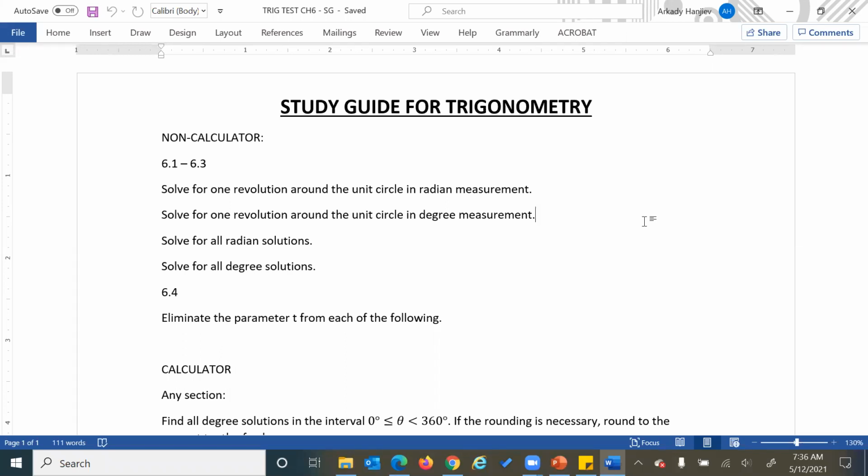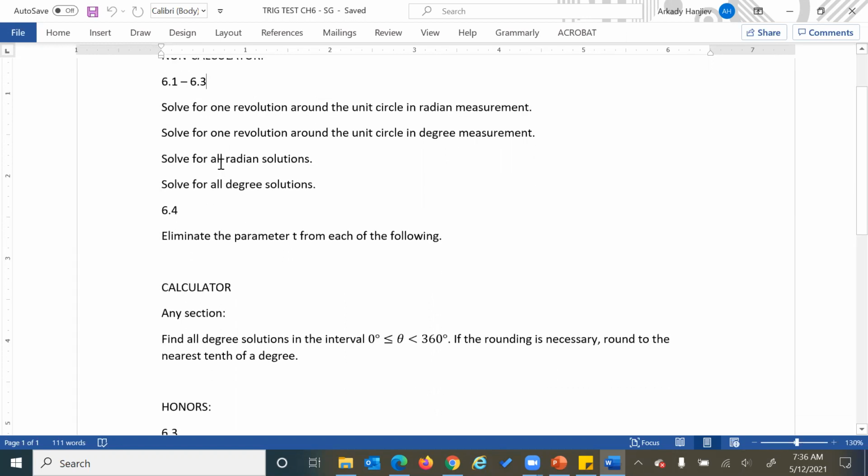All right, let's go with it. Study guide for trig. There's a calculator or non-calculator section, and I bunched it all together. That's 6.1 to 6.3. If you can do one revolution in radian measurement, one revolution in degree measurement, and then the one that says all radian solutions, the fun one with the little k values inside them. Seems like it's been in chapter 6 for quite a while, hasn't it? Seems like a long time.